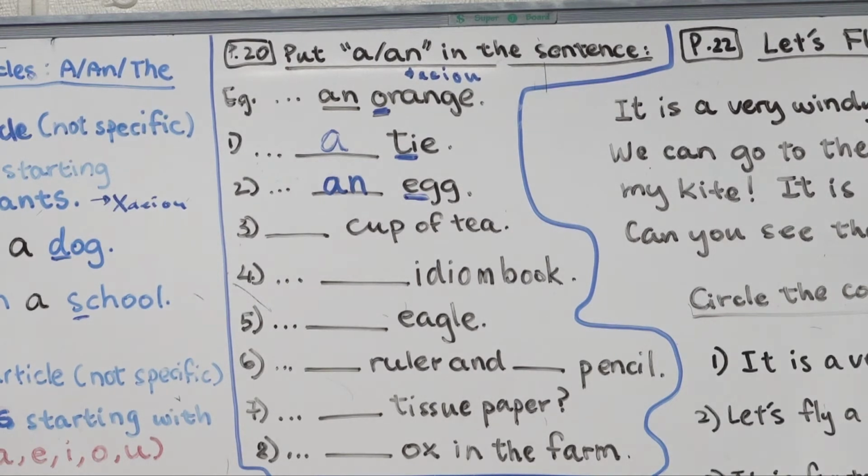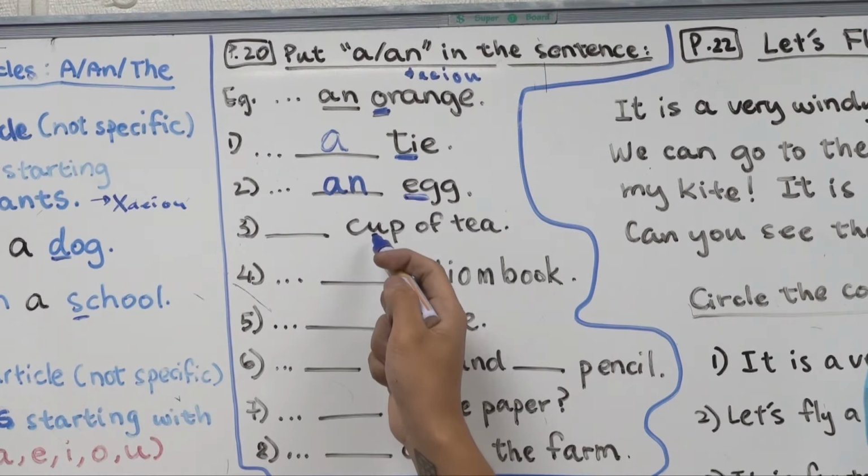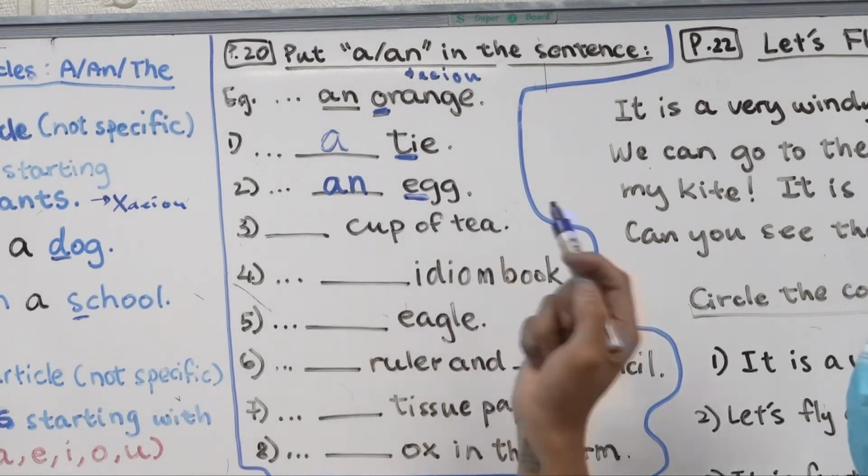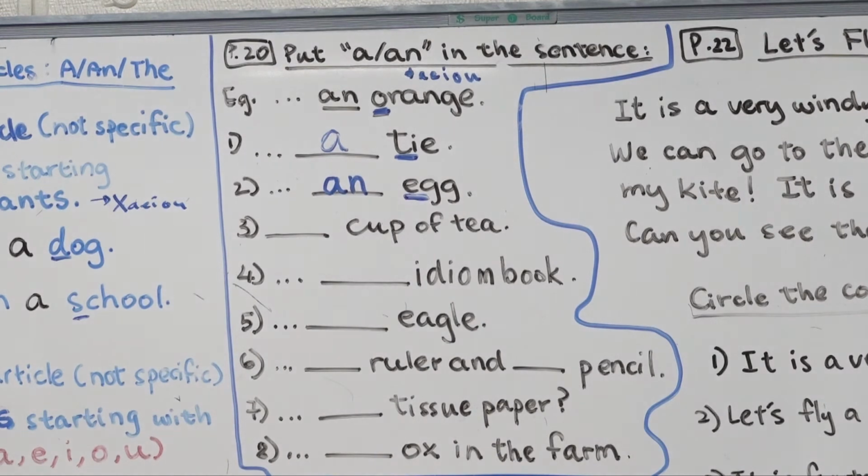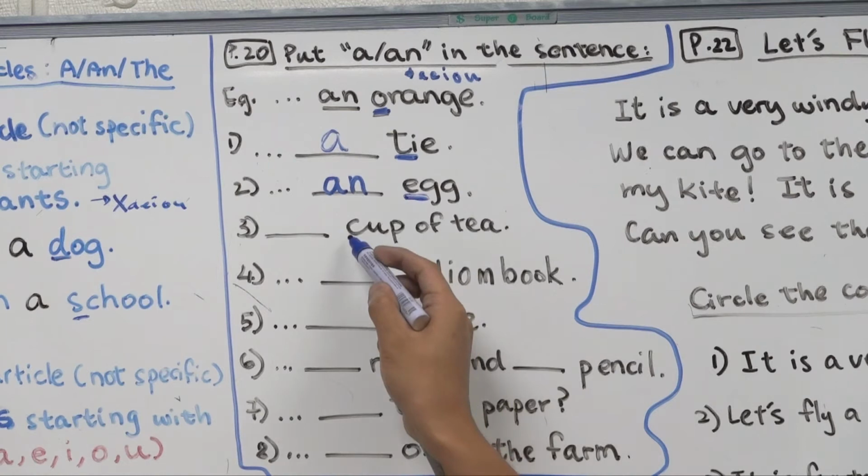Now let's move on to question number 3. May I have blank cup of tea? Sorry, not coffee, it's tea, all right? So here we have cup. Cup is the first word after the article. Now let's take a look at cup. C-U-P. It starts with C.